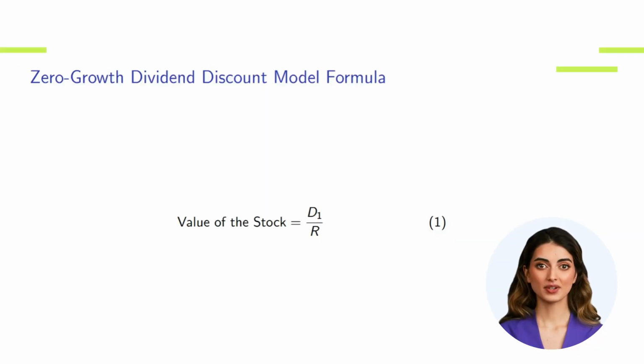The value of the stock is equal to the expected annual dividend divided by the required rate of return. Let's break that down. Expected annual dividend, D1. This is the dividend expected to be paid in the next year. Required rate of return, R. This is the return you expect based on the stock's risk profile, which we often calculate using CAPM. Now let's go through an example so you can see it in action.